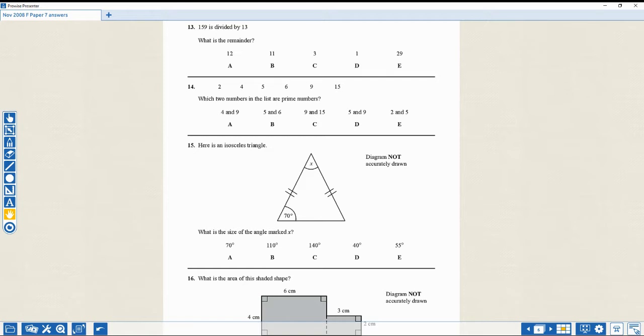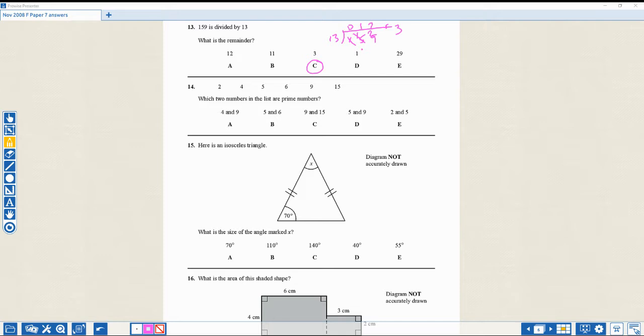Question number 13. 159 is divided by 13. What is the remainder? The best way to do this is short division. So we've got 159 and we divide it by 13. How many 13s go into 1? None, it's too big. Carry the 1 to make 15. How many 13s go into 15? There's 1, remainder 2. And how many 13s go into 29? Well, 2 13s are 26, so it's 2. And we've got the remainder 3 at the end. So the remainder is 3, and the answer there is C.